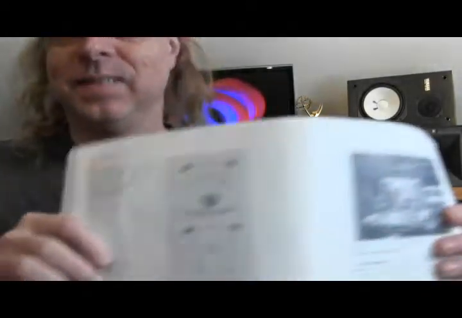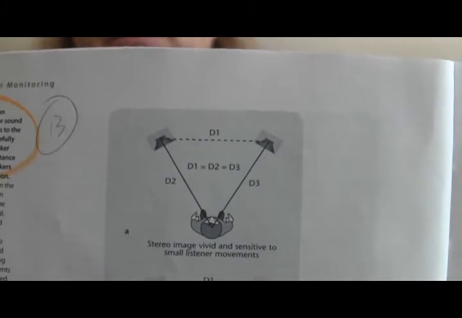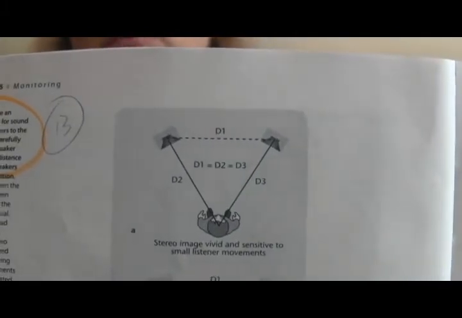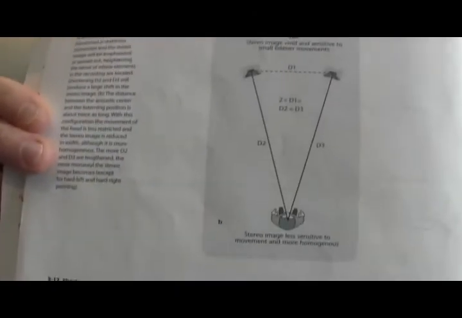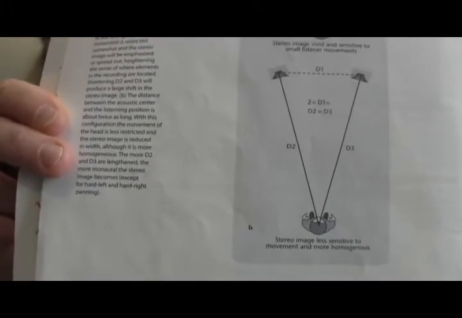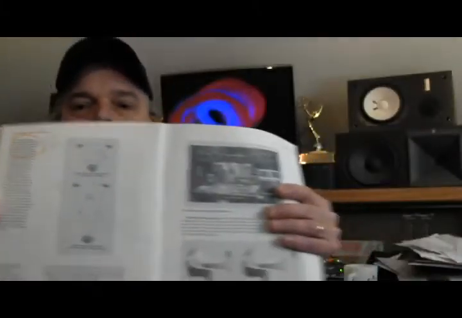So check this out. This is my isosceles triangle. Right there, ladies and gentlemen, that's a good stereo position. You notice that the distances 1, 2, and 3 are all equal. That rocks. Now check this out. Okay, there are speakers that are just too close together. You notice that it's a much larger distance between the listener and the two speakers, right?